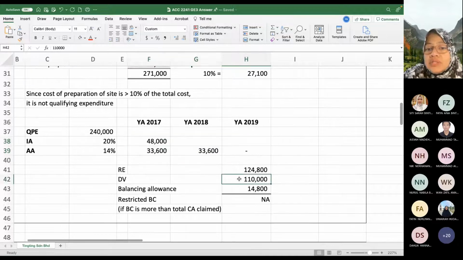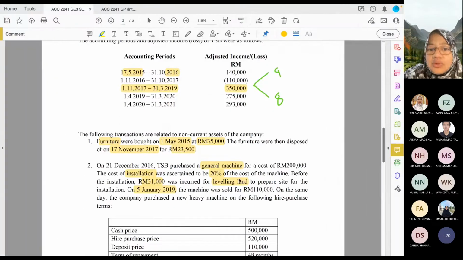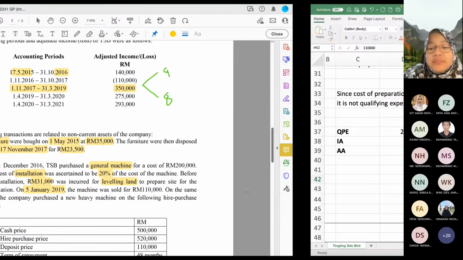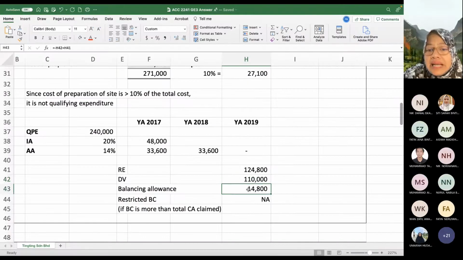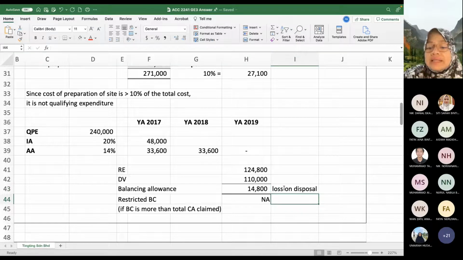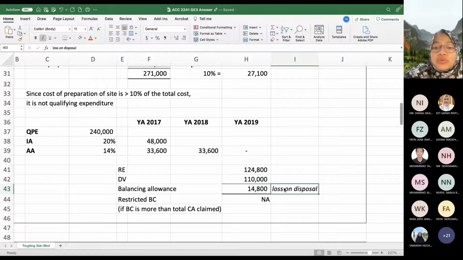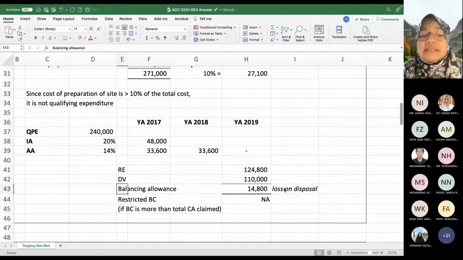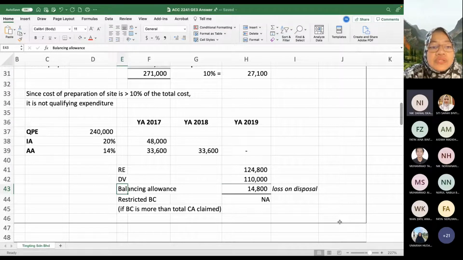All right, compare that with your disposal value. In this case, you sold the asset for 110,000. So you will have a balancing allowance. In this case, this one is a loss on disposal. So remember that loss on disposal later will be brought into your computation as a balancing allowance. All right, it will be deducted against your adjusted income. So far, so good.